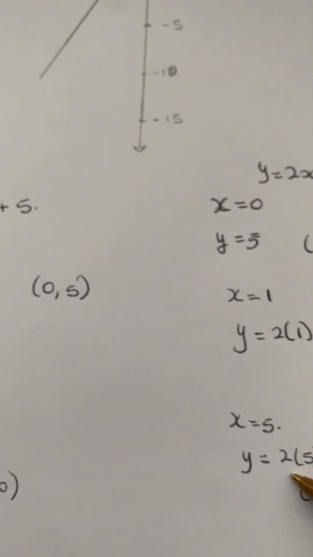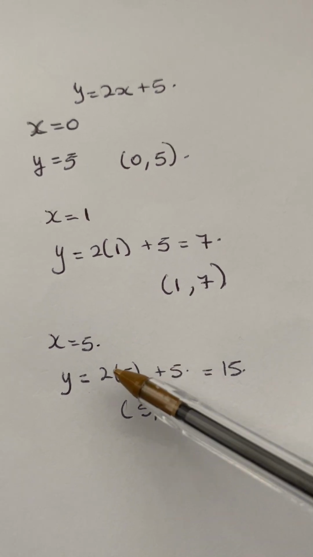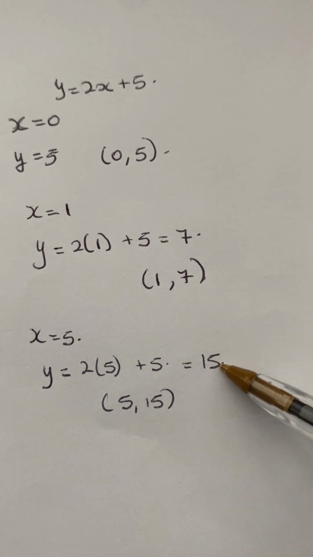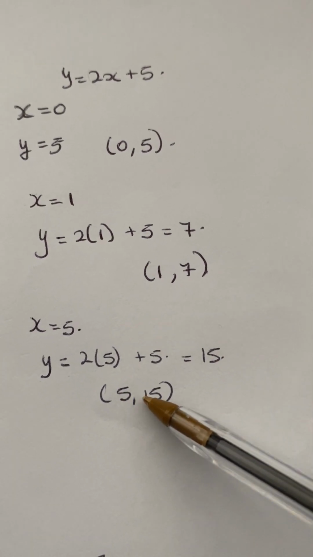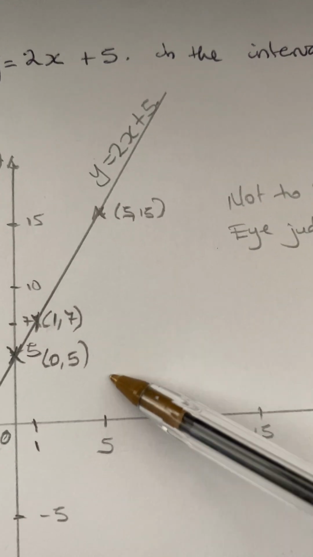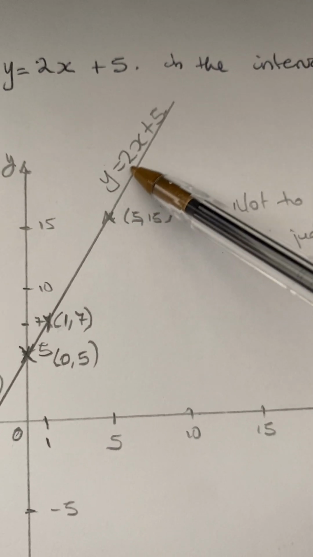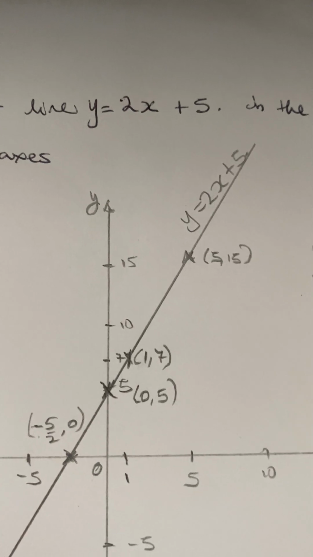Now when x is 5, 2 times 5 is 10, plus 5 is 15. So straight away, x is 5, y is 15. So x is 5, y is 15. So now I have 3 points and I can easily draw a line.